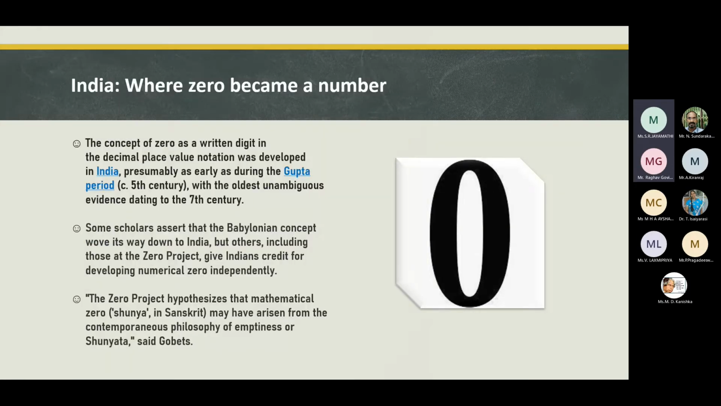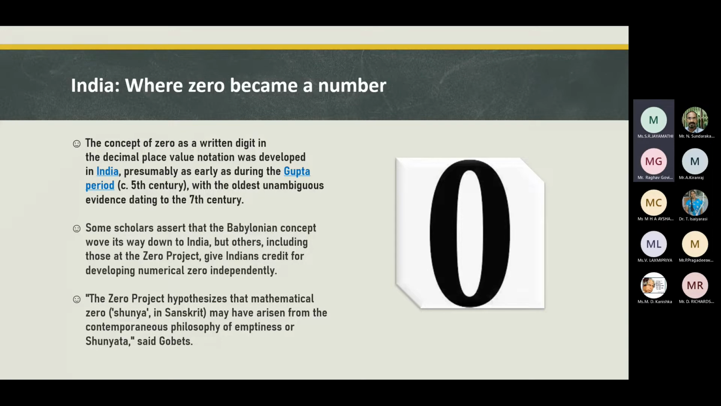India, where 0 became a number. The concept of 0 as a written digit in the decimal place value notation was developed in India presumably as early as during the Gupta period, that is dated to the 5th century, with the oldest unambiguous evidence dating to the 7th century.